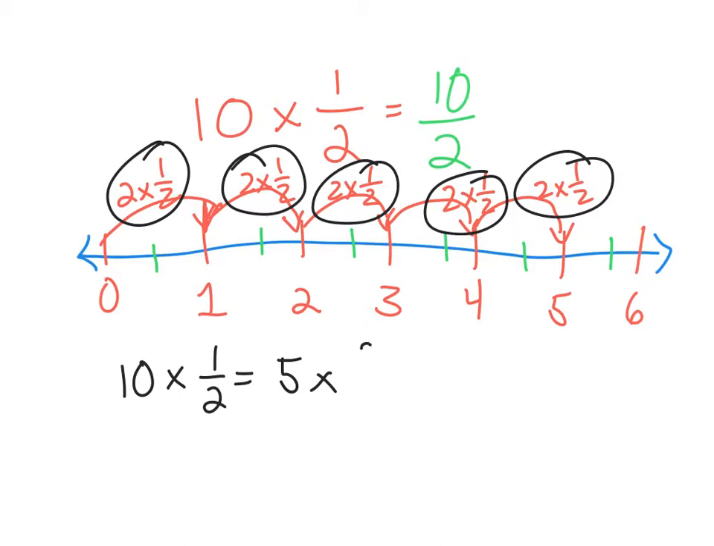And how many times did we do that? We did 2 halves. Okay? Is equal to 5 times 2 halves, which, since 2 halves is a whole, is 5. And that is where we ended up.